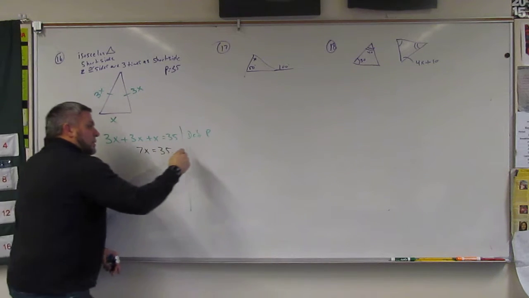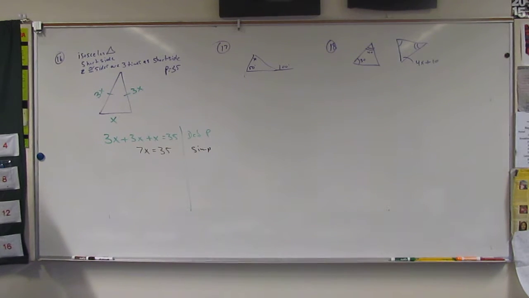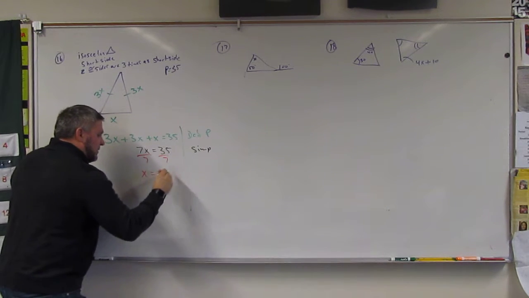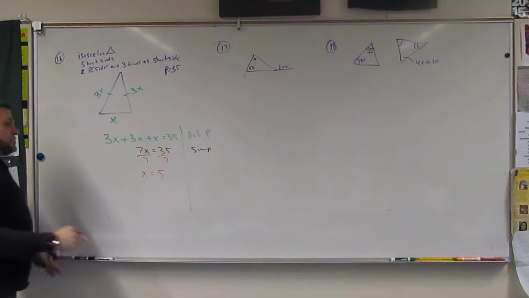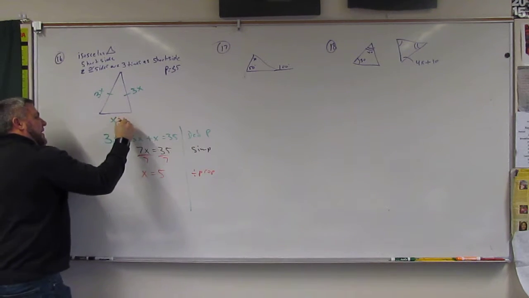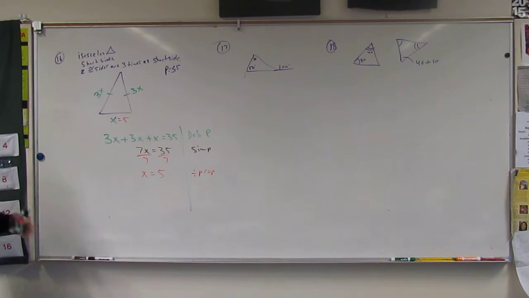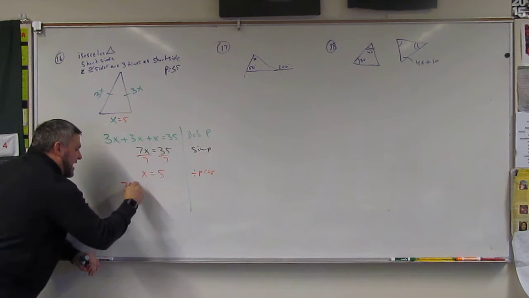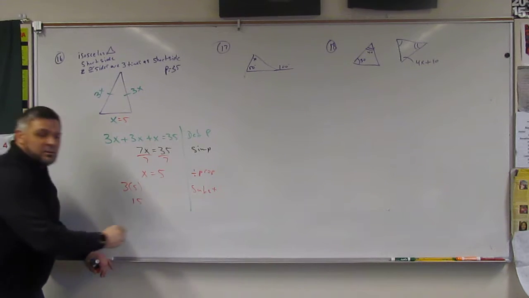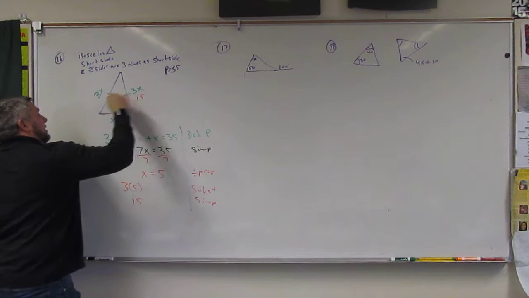Okay, what did we do? Simplify. Okay, then what? Divide by 7. x equals 5. That's the division property of equality. So the short side is 5, right? So how big are the congruent sides? 15, because they're 3 times 5, right? Substitution, which is 15. Simplification. So that means you got 15 and 15.